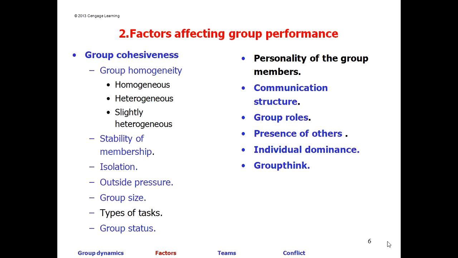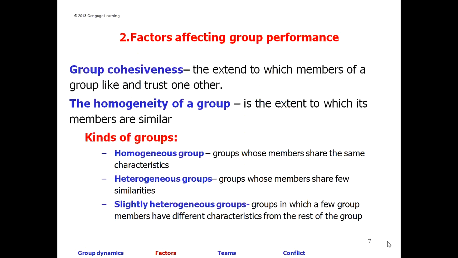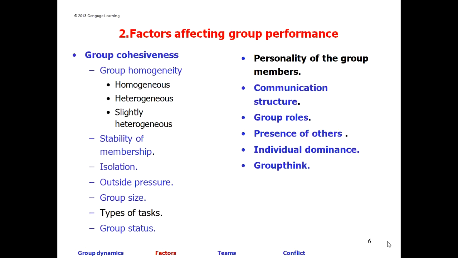Now the second point: why groups have their importance, and what the dynamics are that affect group performance. Now, group cohesiveness. Cohesiveness you can call togetherness, something which brings them together, that is the group homogeneity. There are three types of groups: homogeneous, heterogeneous, and slightly heterogeneous, and then the stability of each member of those groups, the isolation, and the importance of group size. We will be discussing it now.